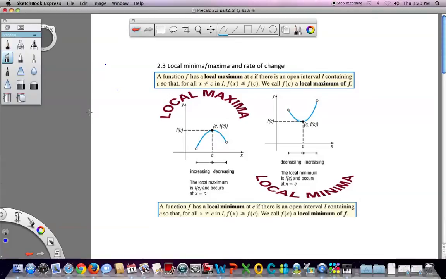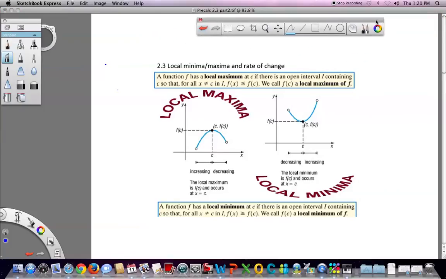2.3 Local minima, maxima, and rate of change. So a function f has a local maximum at c if there's an open interval I containing c, so that for all x unequal to c in I, f of x is less than or equal to f of c. We call f(c) a local maximum of f. Well, that's a mouthful. What does that really mean?